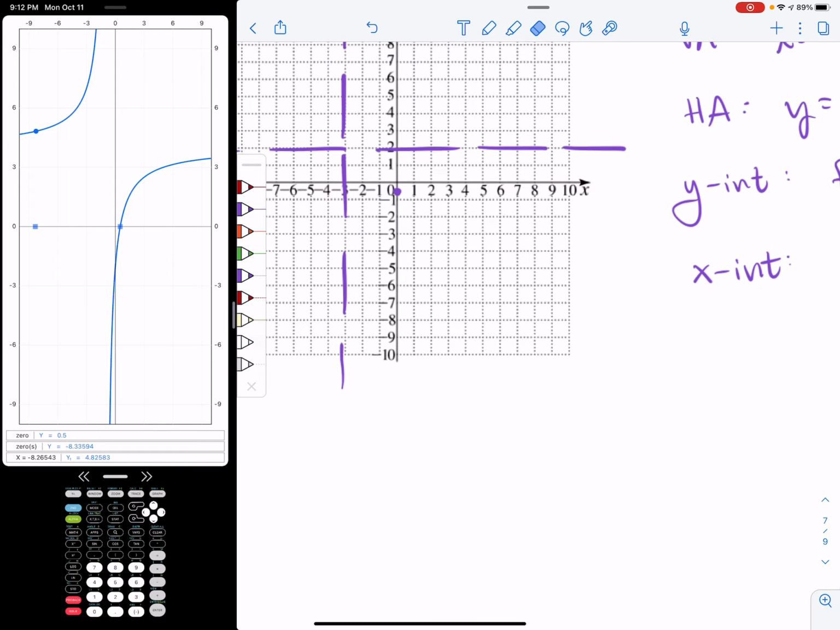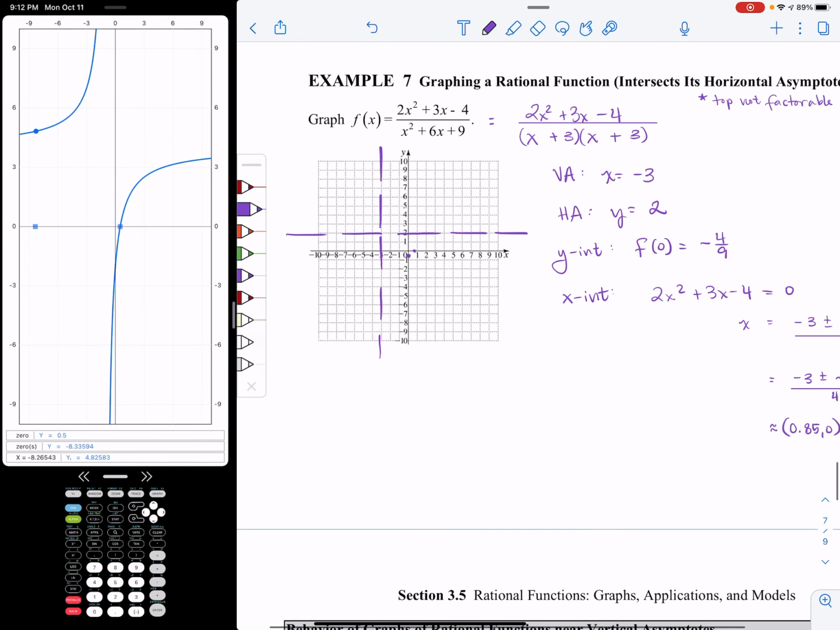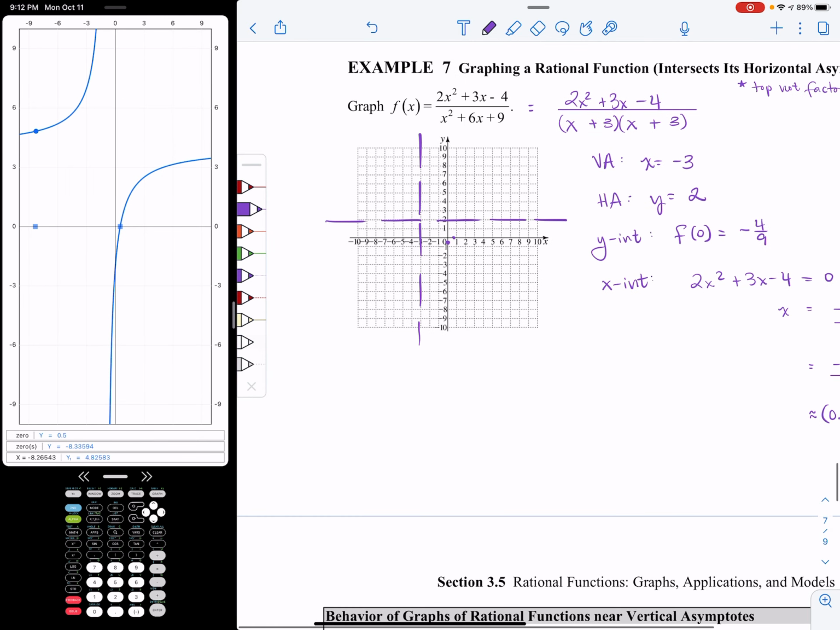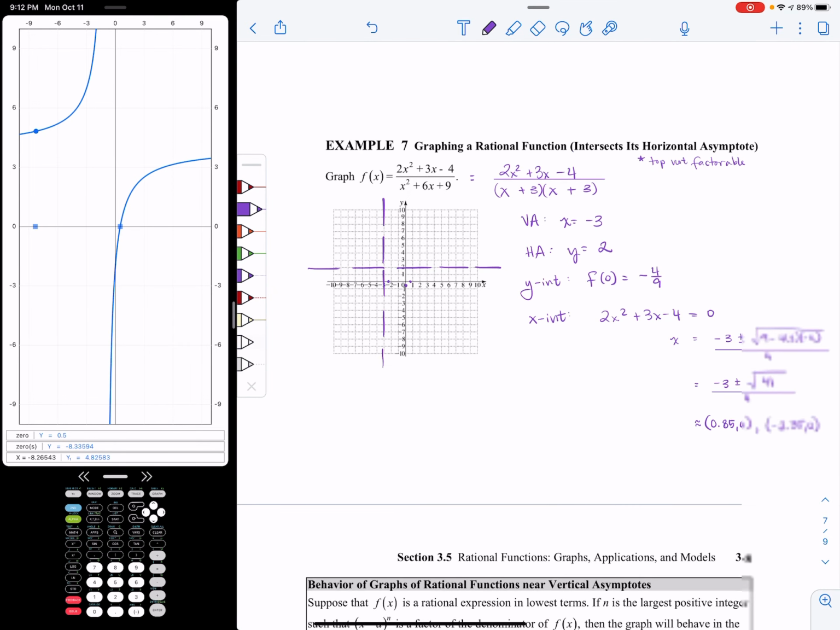So 0.85 is really close here to 1, and the other one was negative 2.35. So that's going to be in here somewhere. So it's going to look a little weird, just to let you know. All right, so I have everything on my graph that I can possibly get on my graph.